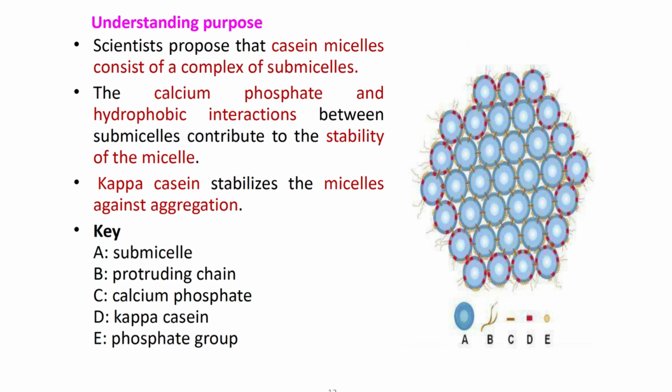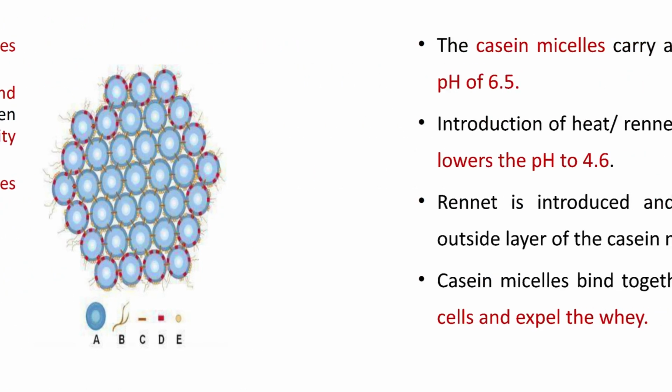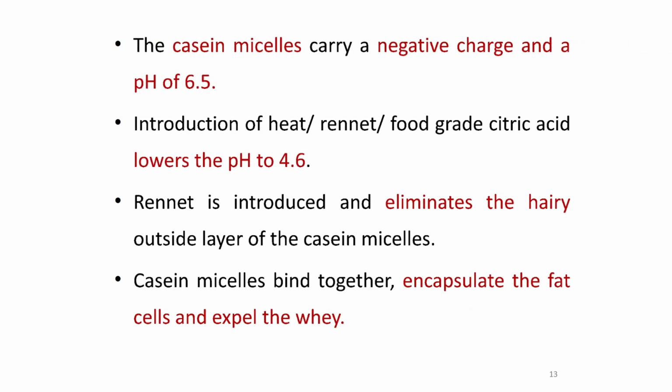The enzyme chymosin, found in rennet, cleaves kappa casein at the 105 to 106th amino acid position, destabilizing the casein micelles. Casein micelles are proposed to be a complex of smaller submicelles, stabilized by calcium phosphate and hydrophobic interactions. Kappa casein acts as a stabilizer, preventing micelle aggregation. Normally, casein micelles carry a negative charge at milk's natural pH of 6.5. Introducing heat or food-grade acid lowers the pH to 4.6. Rennet removes the hairy outer layer of kappa casein, allowing micelles to bind, aggregate, encapsulate fat, and expel whey.